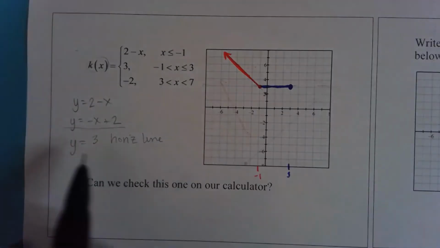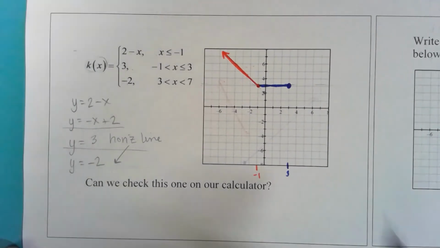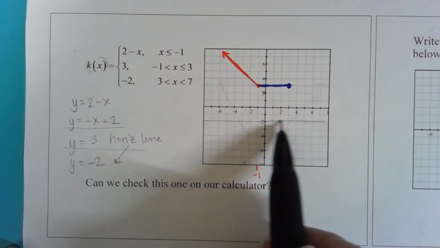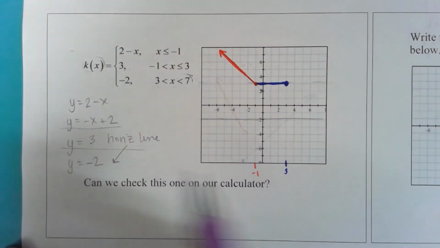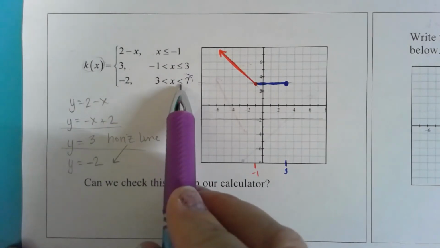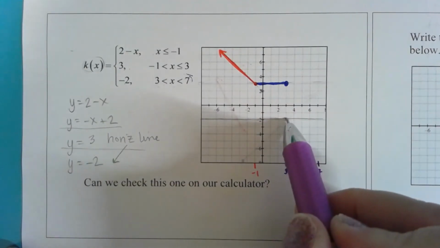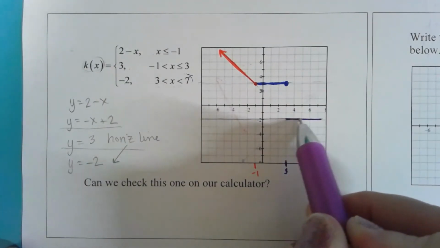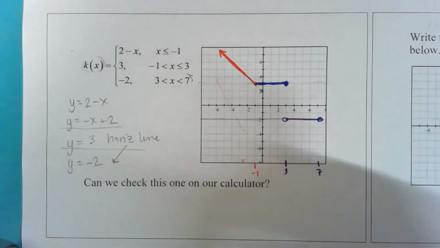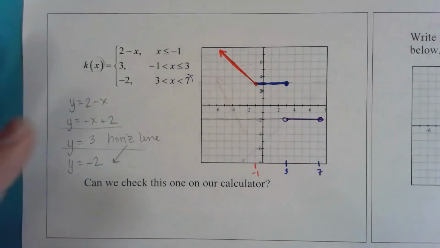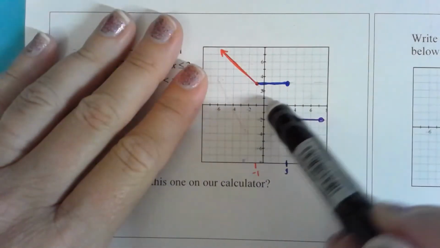All right, last piece says y equals negative 2. Also a horizontal line. This horizontal line is when x is greater than 3 but less than 7. And so here's 7 out here. So we're going to use that graph from 3 to 7. We don't include the 3. We don't include, I went a little past 7. We don't include the 7. And I'm going to get rid of the rest of that graph.